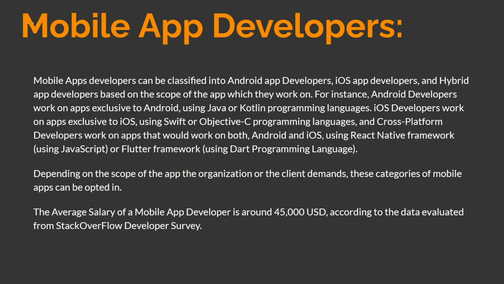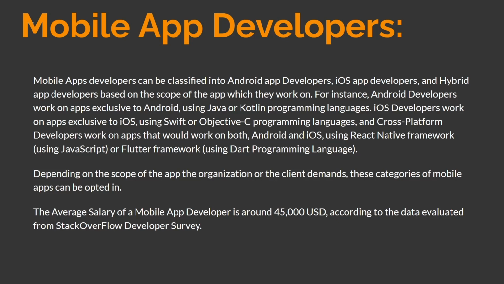In order to make an app specific to Android, you can use programming languages such as Java or Kotlin. These two programming languages you can use in order to create an app exclusive to Android. In order to create an app exclusive to the iOS operating system, you can use the Swift programming language or Objective-C. And for cross-platform app development, you can either use React Native, which uses the JavaScript programming language, or the Flutter framework, which uses a new programming language, Dart. So yes, these are the scopes you can choose from in order to make your mobile app. Depending on the scope of the app which your organization or the client demands, these categories of mobile apps can be opted for.